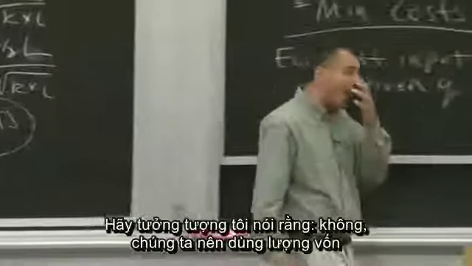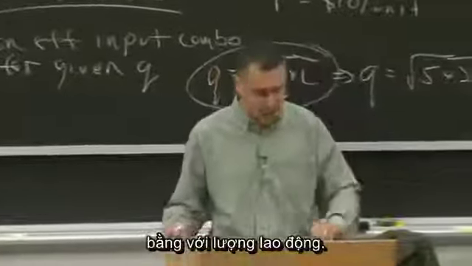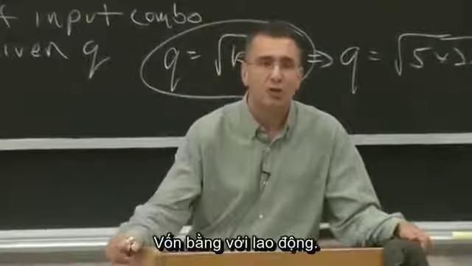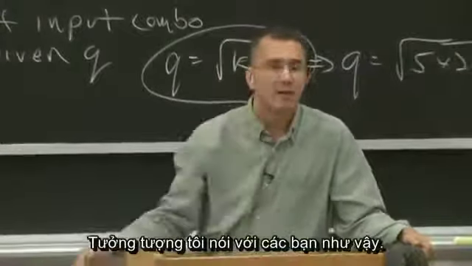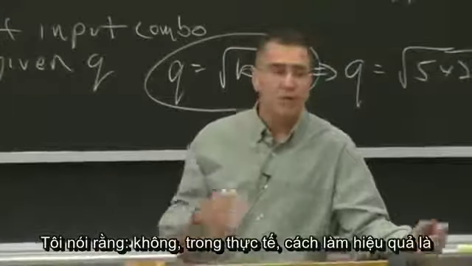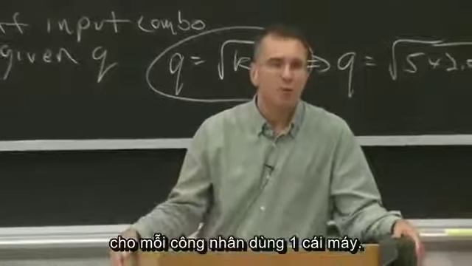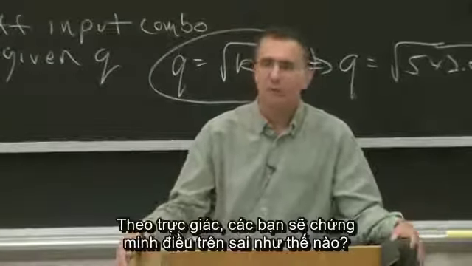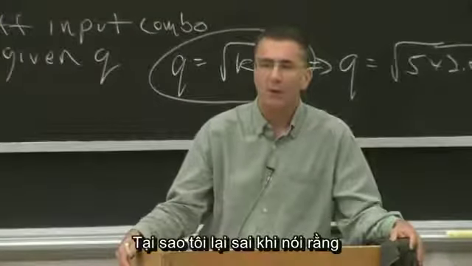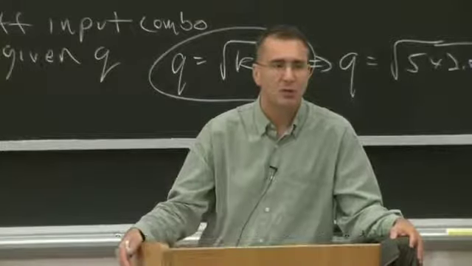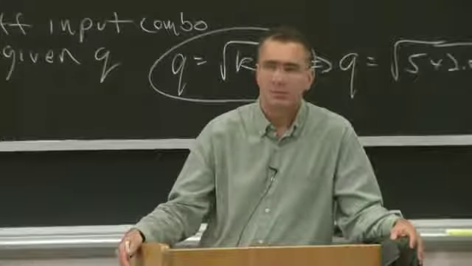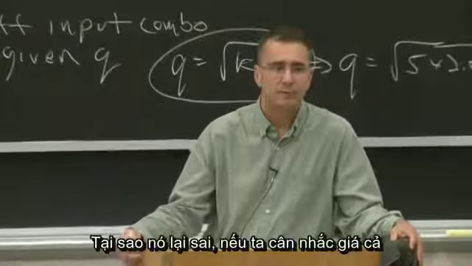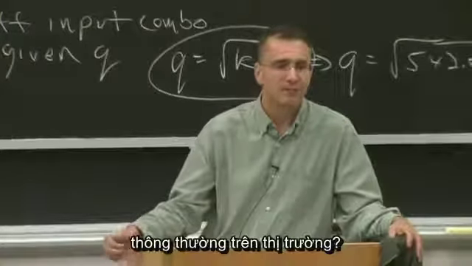Imagine you told me, no, I should use as much capital as I should use labor. Imagine I said, no, in fact, the efficient thing is to have one machine for every worker. How would you tell me intuitively why that's wrong? Why would I be wrong to say you should use one machine for every worker, given the prices prevailing in the market?